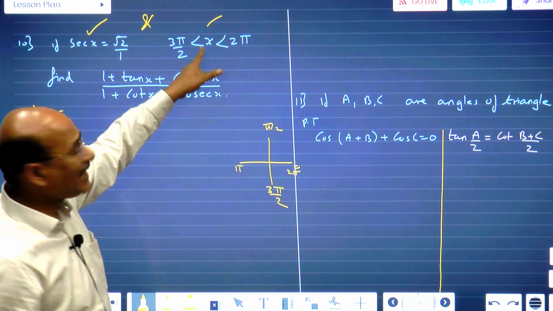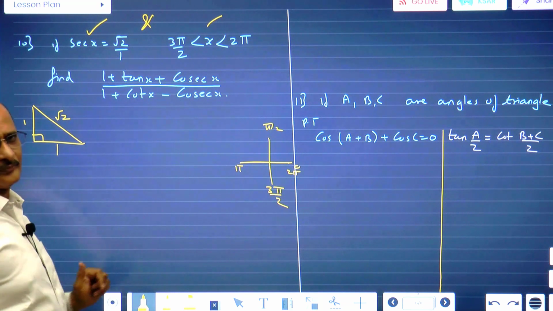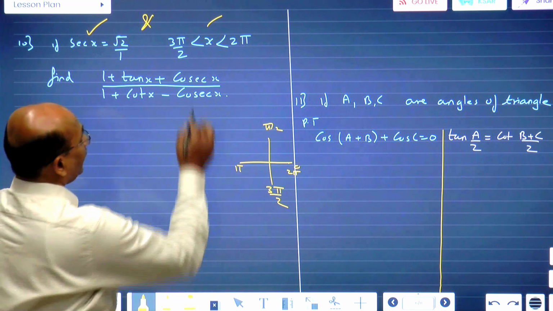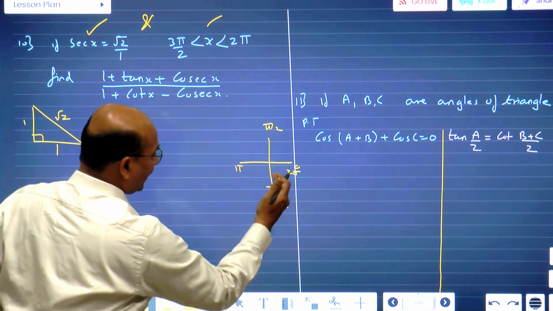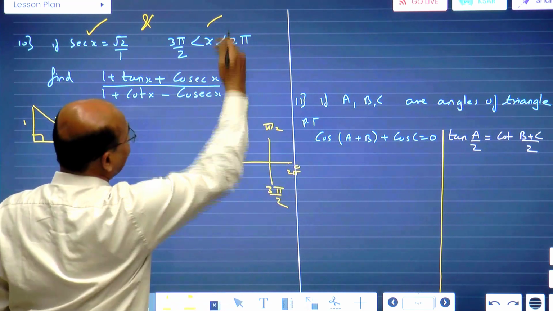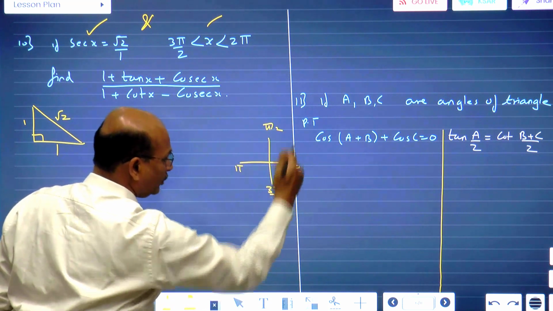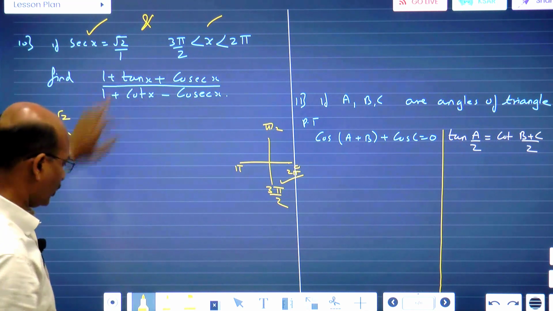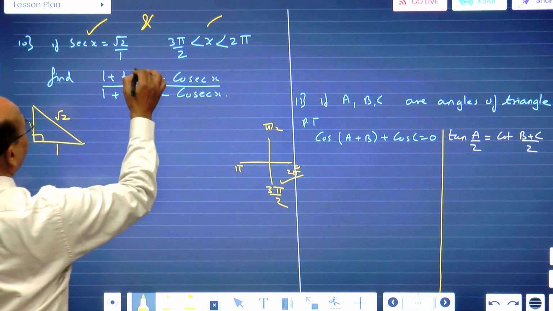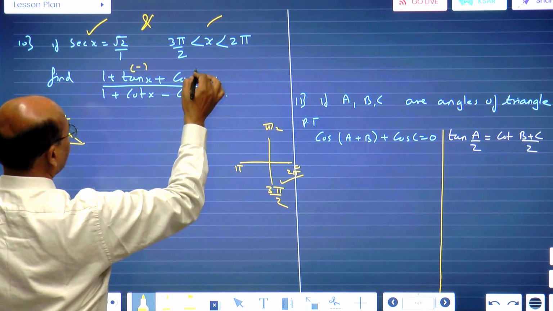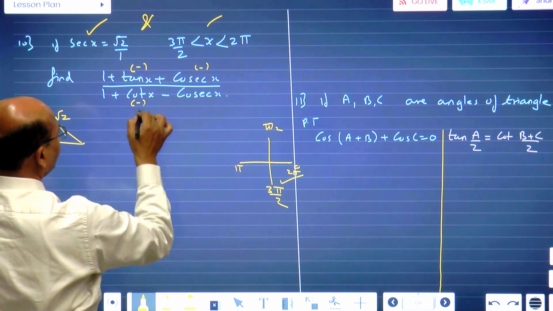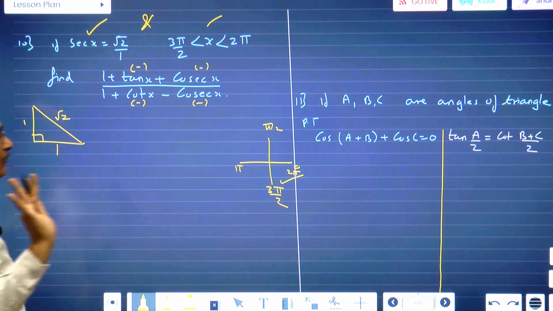So, tell me, this angle lies in which quadrant? Third or fourth? Fourth. X is greater than 3 pi by 2 and less than 2 pi, means this quadrant, fourth quadrant. So, in the fourth quadrant you have to find the value of this expression. In the fourth quadrant, tan will be negative, cosec will be negative, cot will be negative. As simple as this.